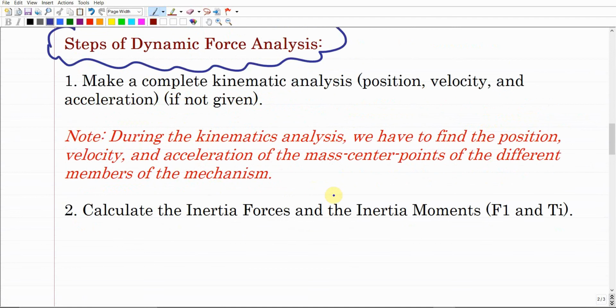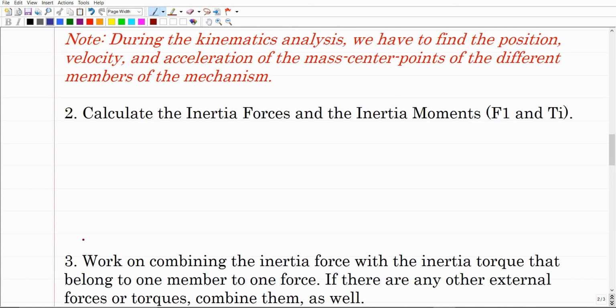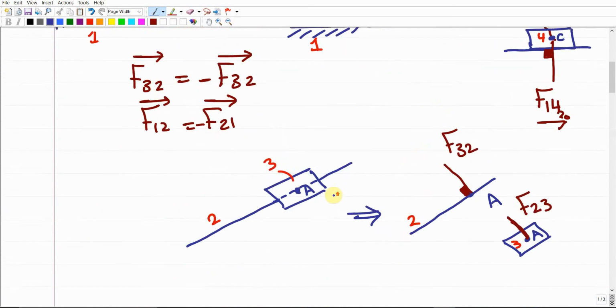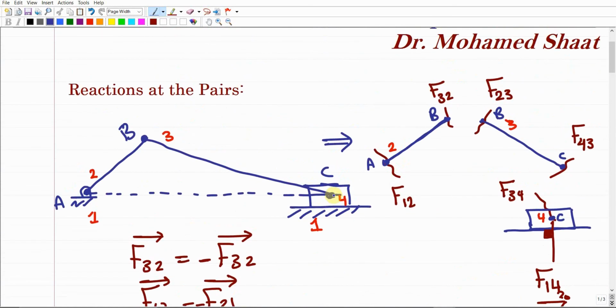Also, once we have this data, especially the acceleration terms for the mechanism, we can use them to calculate the inertia forces and the inertia moments for the different lengths and components of the mechanism. Like the slider crank mechanism, which consists of 3 main elements. Your objective is to calculate for each individual element, for length 2, for length 3, and the slider, how much is the inertia force, and how much is the inertia moment or torque in case the object is rotating.